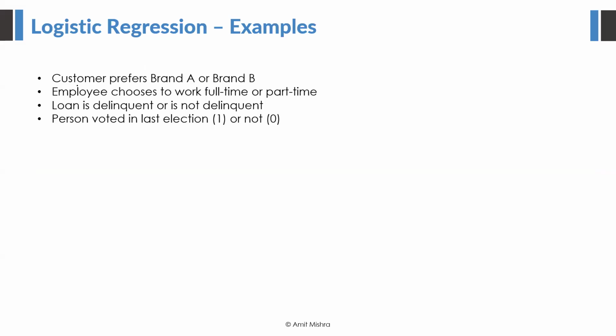Now let's see the last part of logistic regression, with examples: customer prefers brand A or brand B. Next, an employee opts to work full time or part time. Next is a loan is delinquent or not delinquent. Next, a person voted in the last election or not, one or zero. So these are your responses.